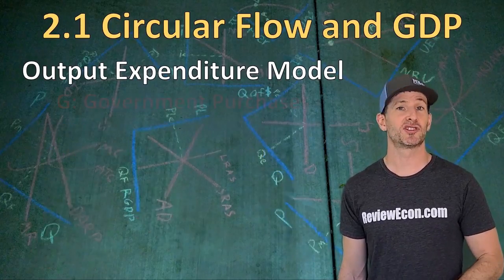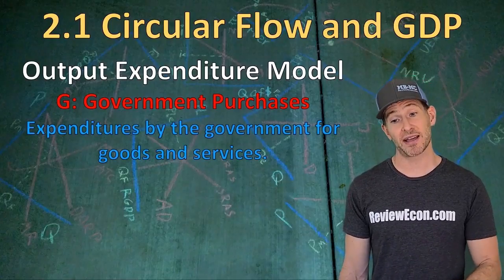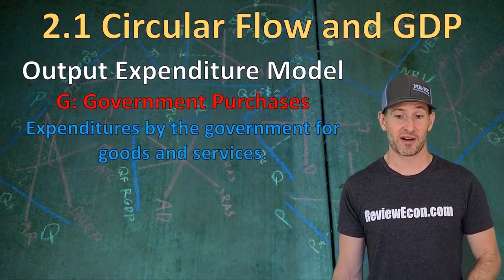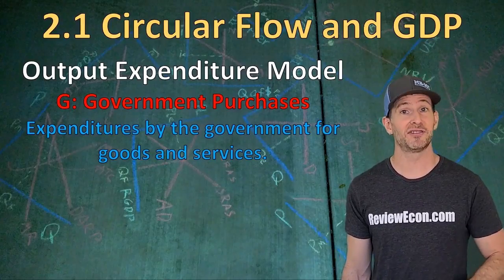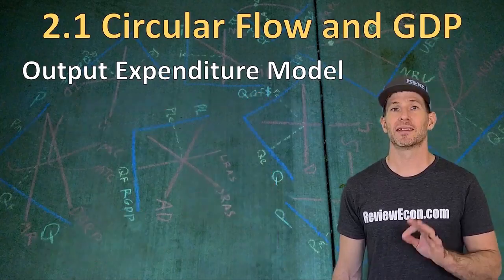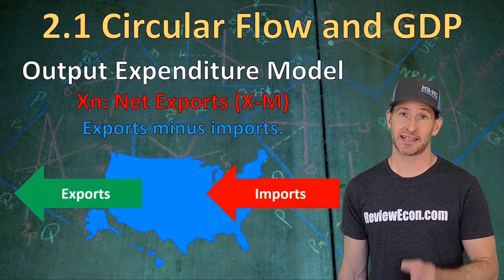The next variable is G. That stands for government purchases. These are expenditures by the government where the government receives goods or services for their money. It can be the purchase of a brand new tank for the military or the services of a high school economics teacher. The last variable is net exports. Here we have exports minus imports.